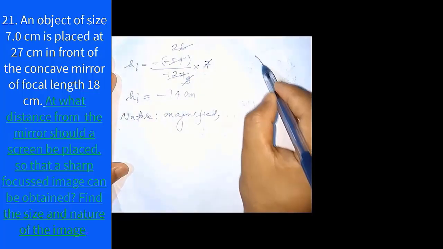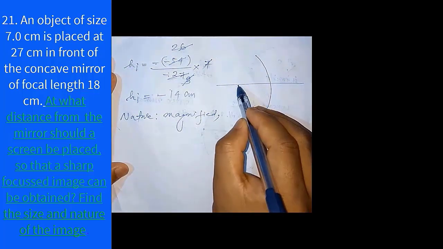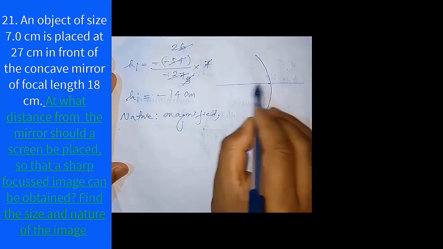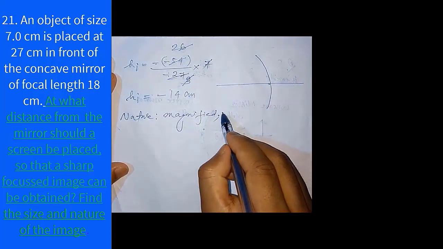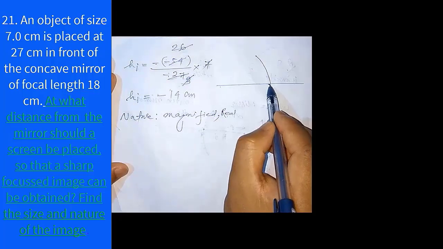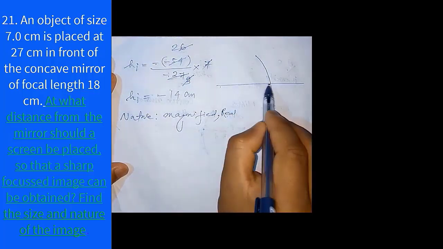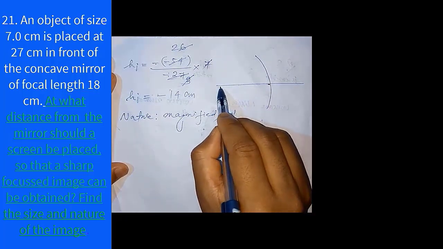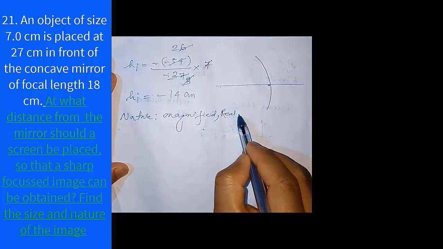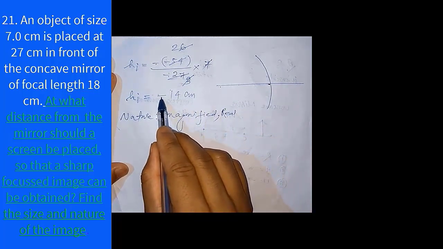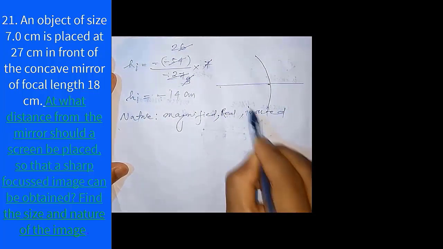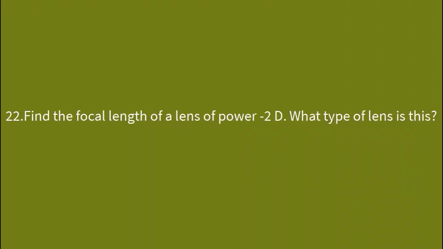V is minus 54. That's negative. That means V is somewhere here, on this side. So it is real. That means if we have the image on this side, in front of the mirror, then we can place a screen. So such type of image is called real. And this one is negative, so it will be inverted.